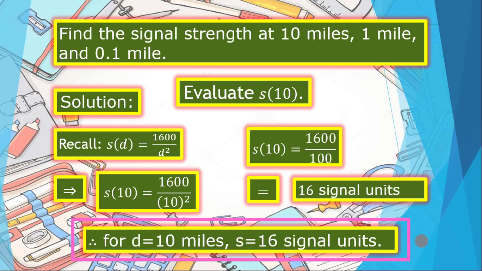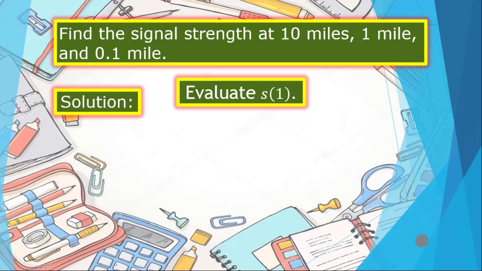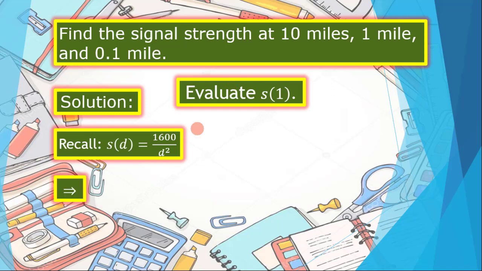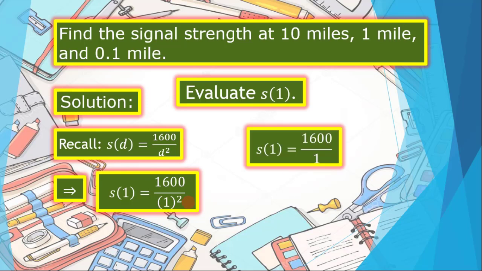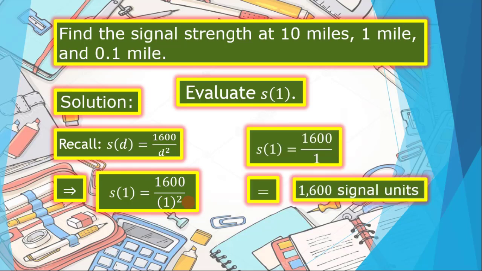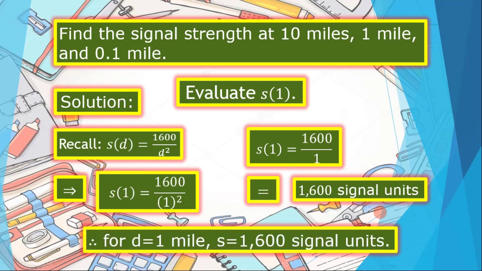What about for 1 mile? We have to evaluate S of 1. So S of 1 is equal to, given the same equation, so S of 1 equals 1,600 over 1 squared, or simply 1,600 signal units. Therefore, for D equals 1 mile, S is equal to 1,600 signal units.